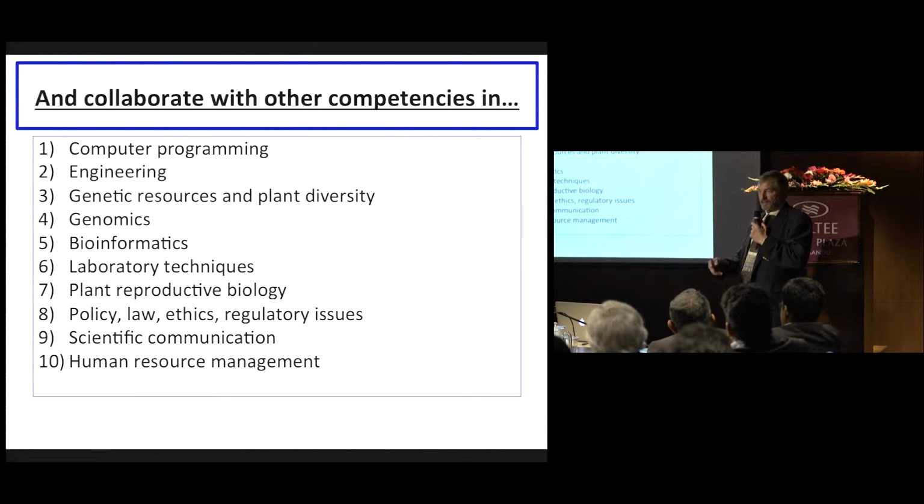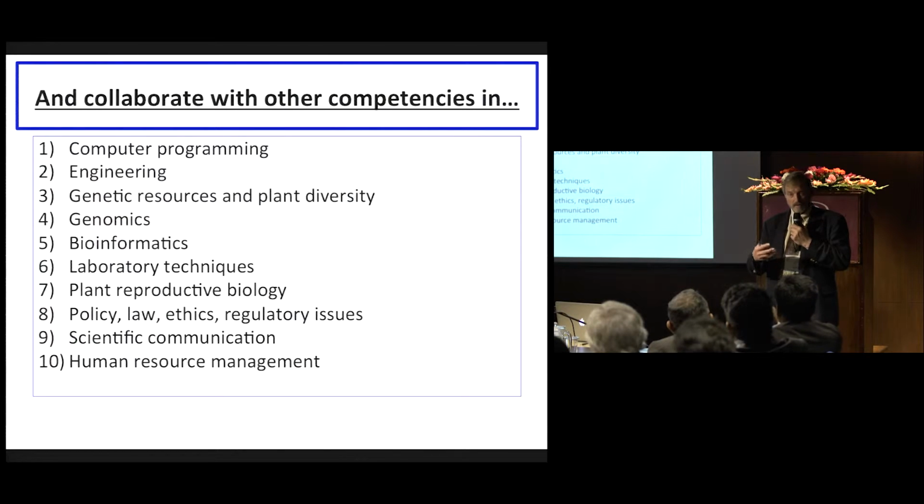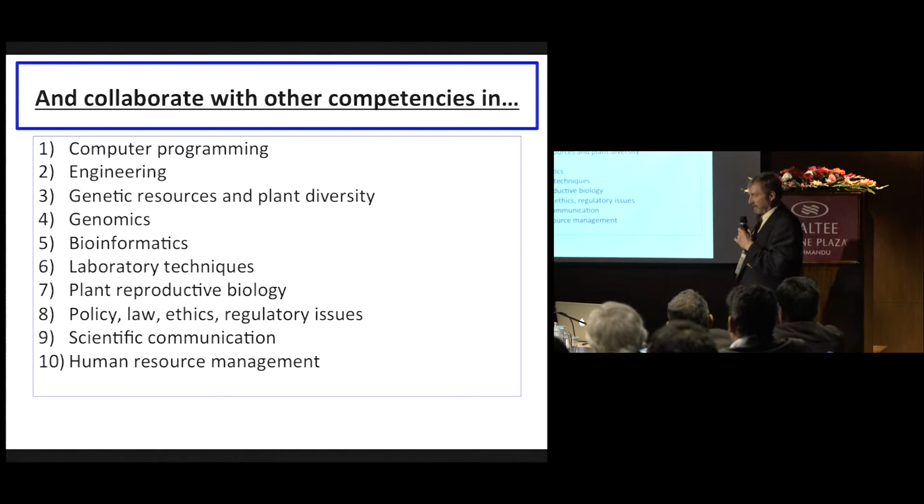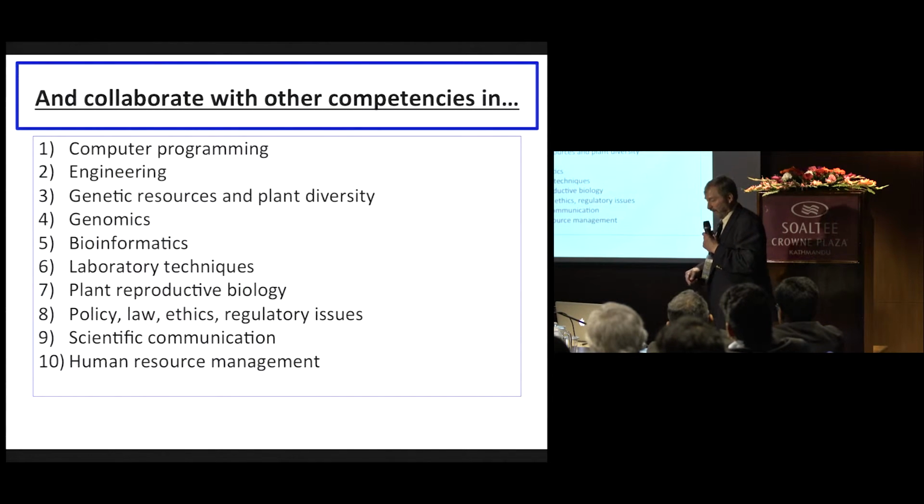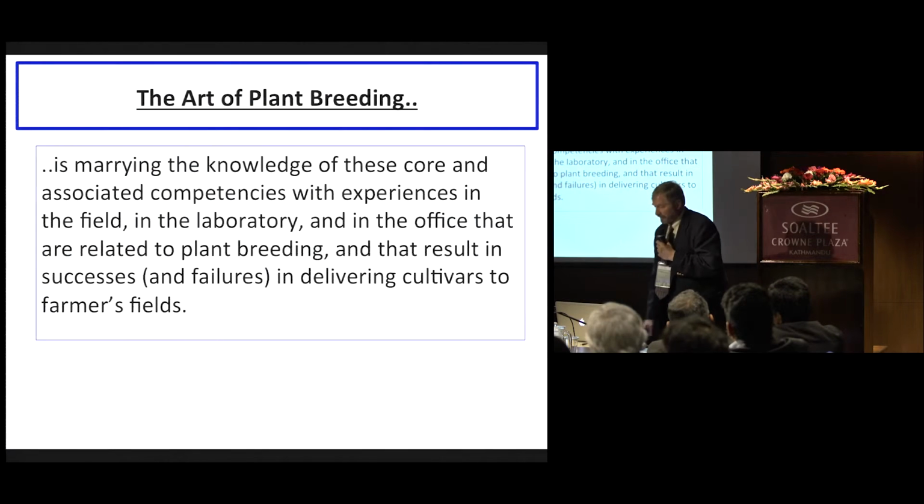Those are the core competencies that this particular publication thought were most critical. But you also have to be able to collaborate and understand some of the basic principles of some of these other sciences. And this is not an exhaustive list, but computer programming, engineering, genetic resources, all of these things that go into those other components of an integrated system of applied plant breeding, utilizing all the scientific progress that is being made in today's world.